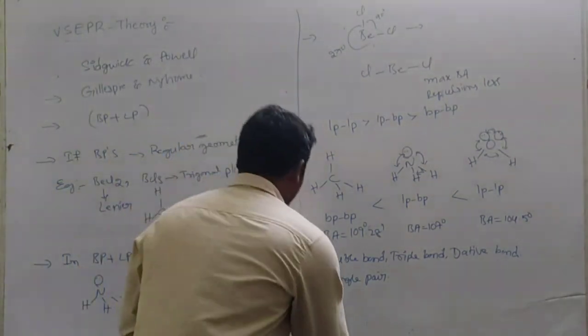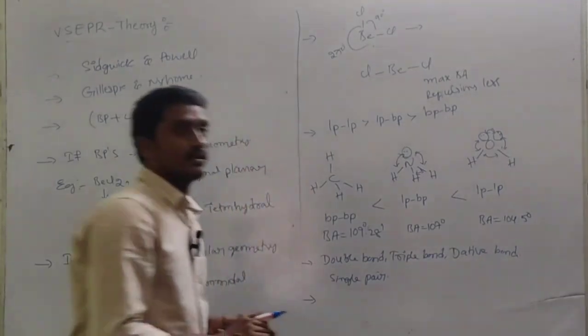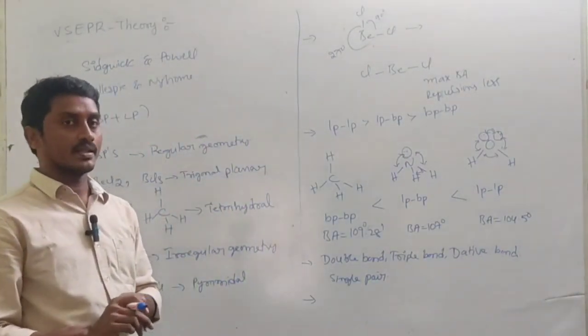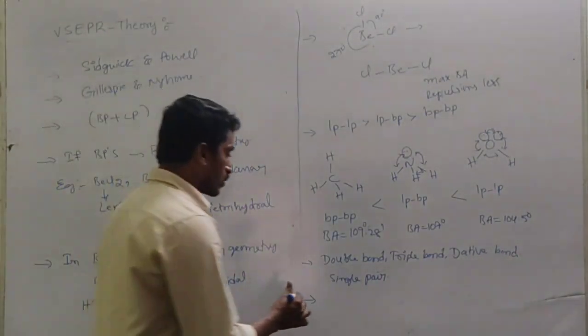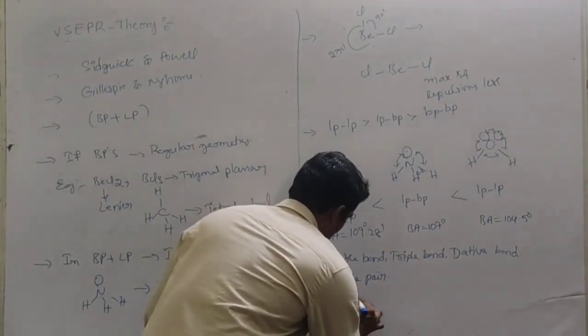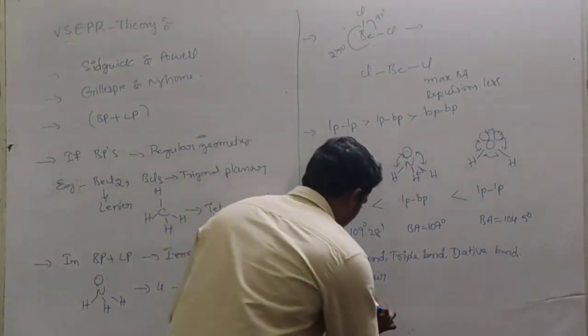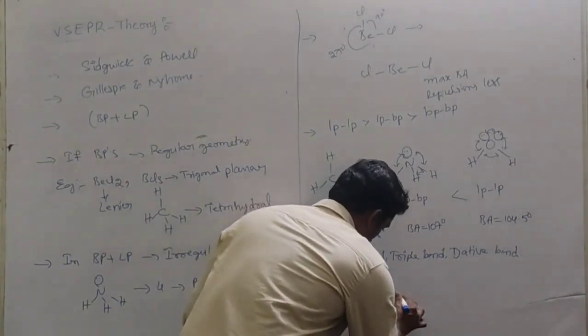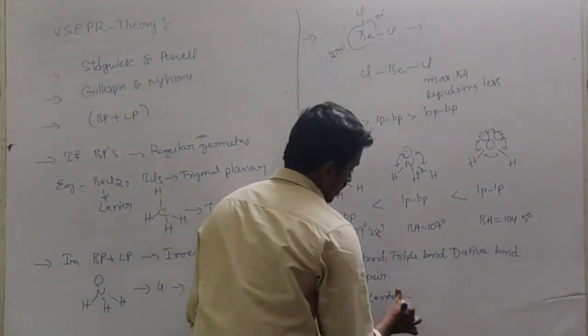When will these repulsions be more? The magnitude of repulsion in the molecule depends on the electronegativity difference of the central atom and the surrounded atoms.